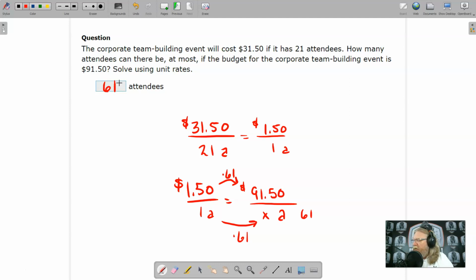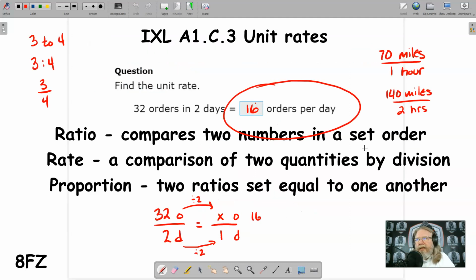All right. So those are all of my examples for IXL Activity A1.C.3 titled Unit Rates. Good luck with your activity.